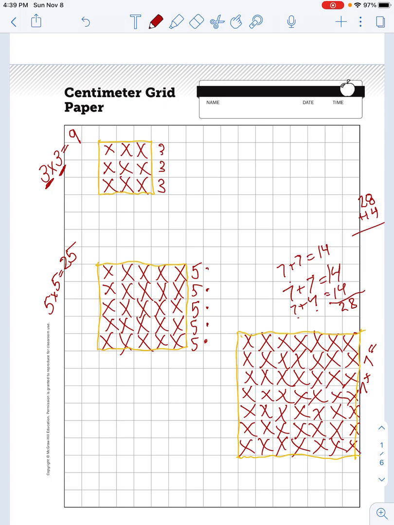So 8, 9, 10, 11, 12. Carry that 1. Oh, whoops. I wrote a little bit too close together, so I couldn't read my own writing. There we go. So then 2 plus 1 is 3, plus 1 more is 4.